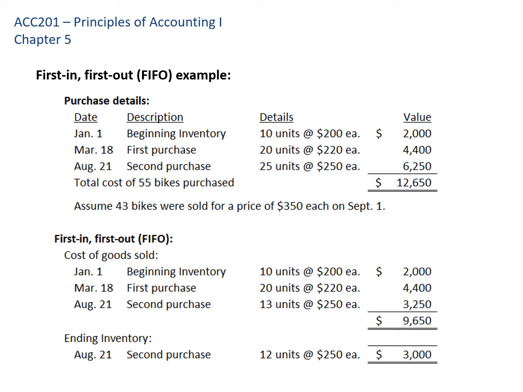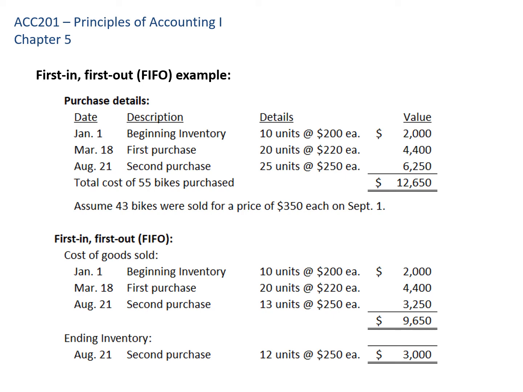So I give customers the oldest bikes that cost me $200 each first. That's not enough to satisfy their order. That's only 10 bikes. So I have to give them the whole first purchase as well, another 20 units. That's still not enough. So I need to dip into the second purchase to give them 13 bikes to reach the total of 43. So when I look at those layers of cost, I have a cost of $96.50.